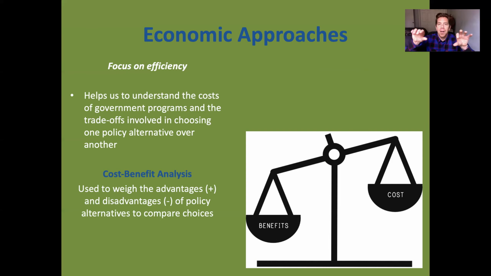Because if we implement a policy, it's going to presumably help us work towards our goals and objectives, which is the benefit, right? But it's going to cost money to do that. Those are the costs. And so, we want to balance these things and compare: does one policy intervention give us a lot of benefits with a relatively low cost? Does it give us few benefits with a high cost?